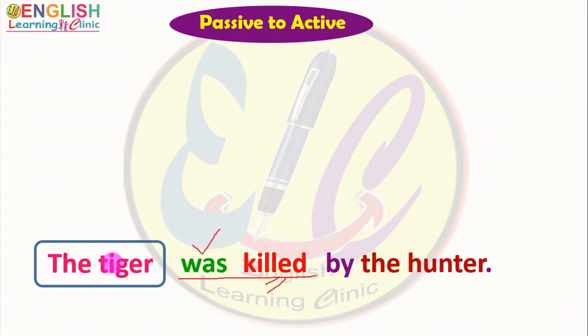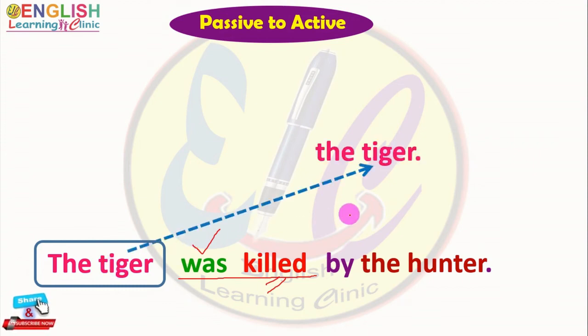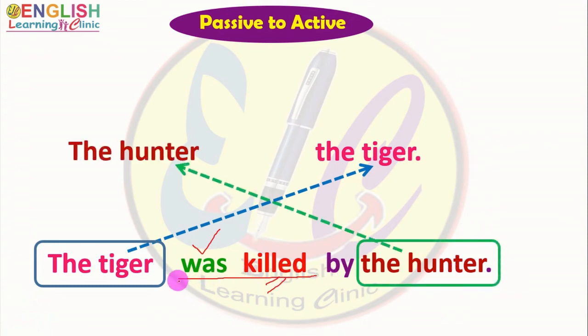To make it active voice, first place the subject in the object place and the object in the subject place. Now change the form of the verb. To change the passive voice of the verb to its active voice, the focus should be on the be verb. That is the tense. What is the tense of the be verb in passive voice was the tense of the main verb in active voice.